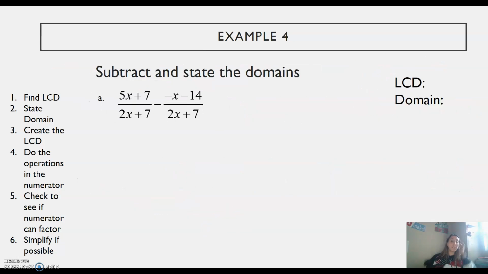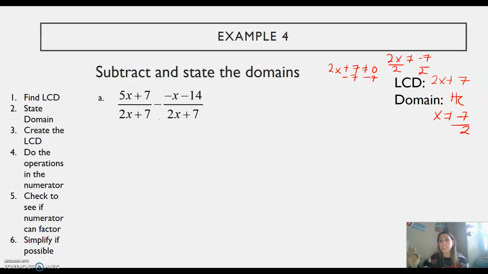All right, so now we're going to do this one. If we look at the first one, the LCD, we're going to get 2x plus 7. Do I already have that written down? I do. So we already have common denominators, so I don't have to worry about it. But I do still have to find the domain. So it's going to be all real numbers such that, now this is a really good example of what a domain could be. So I'm going to subtract 7, I end up with 2x cannot equal negative 7. Then divide by 2, I end up with x cannot equal negative 7 over 2.